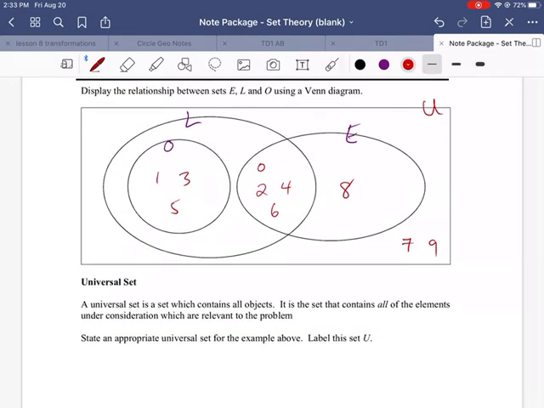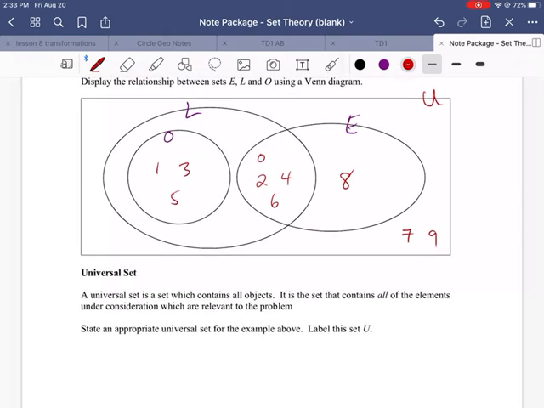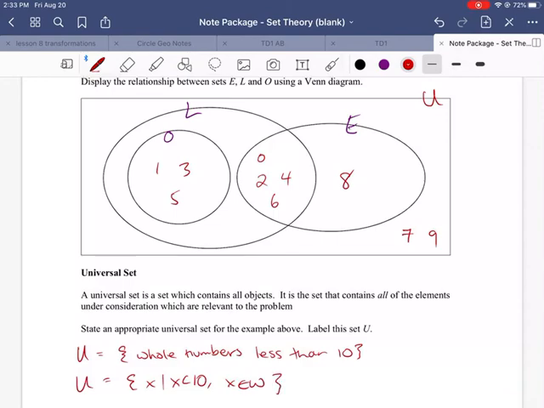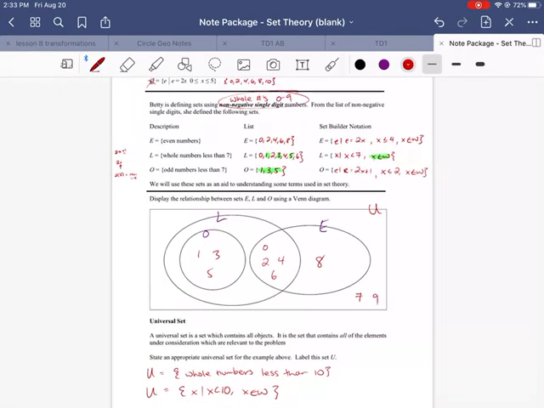The universal set is a set which contains all objects. So the universal set for this is whole numbers less than 10. The universal set is x such that x is less than 10 and x is an element of the whole number system. So that's the universal set. That was the first thing that we dealt with, the whole numbers 0 to 9. And then we had these subsets.